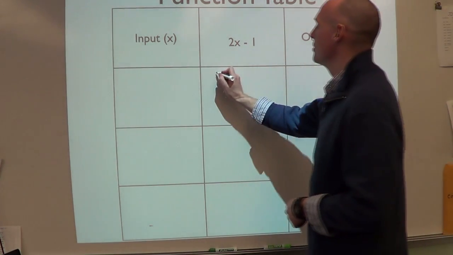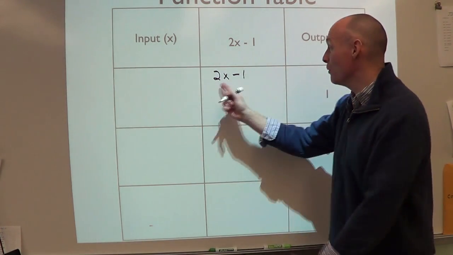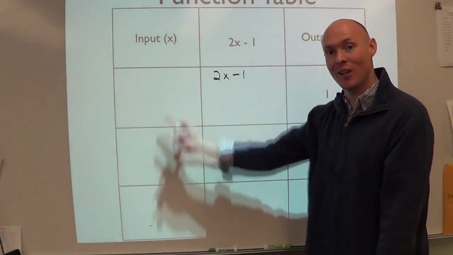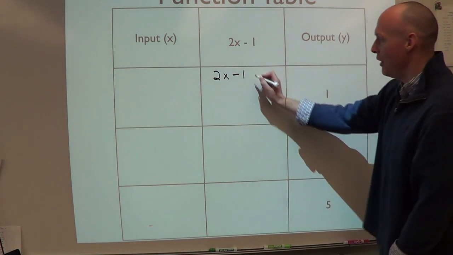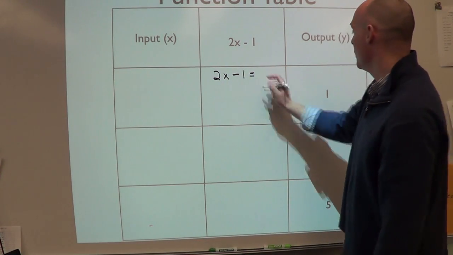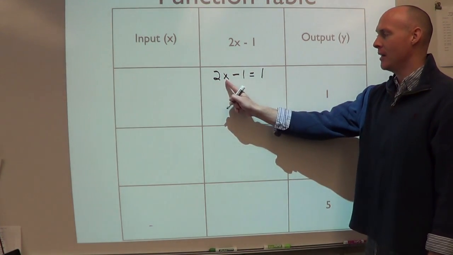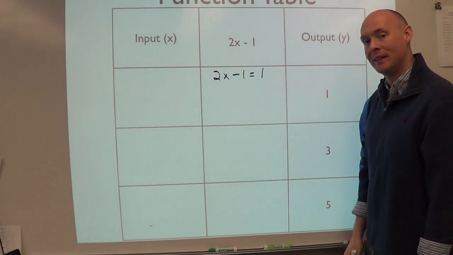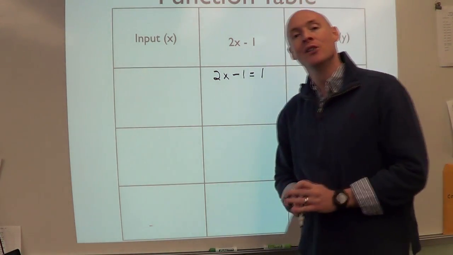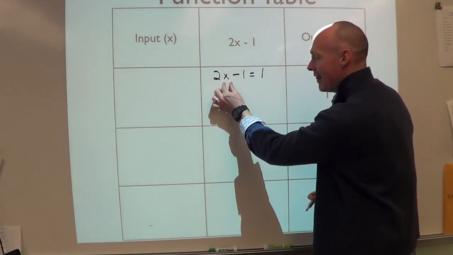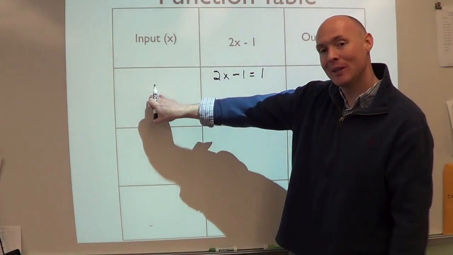So here I have 2x minus 1. I can't substitute for x because I don't have anything to substitute. But I do have what my output is. So therefore, we know that the output is going to equal 1. 2x minus 1 equals 1. Does this look like something we could solve? Yeah, this is what we did in the last unit. So our job is to isolate that x to say x equals something, and then that'll tell us what the input is.